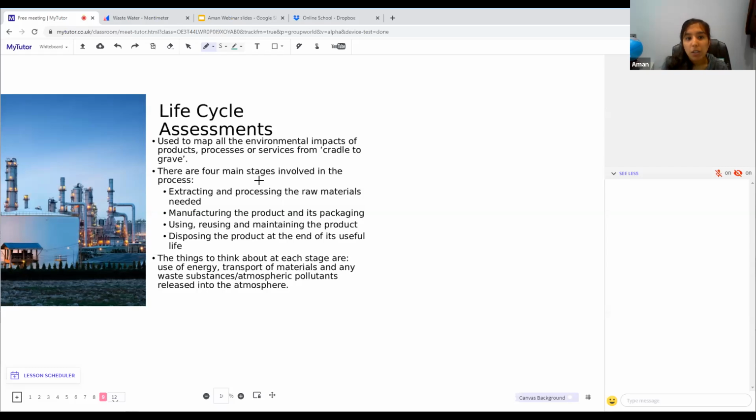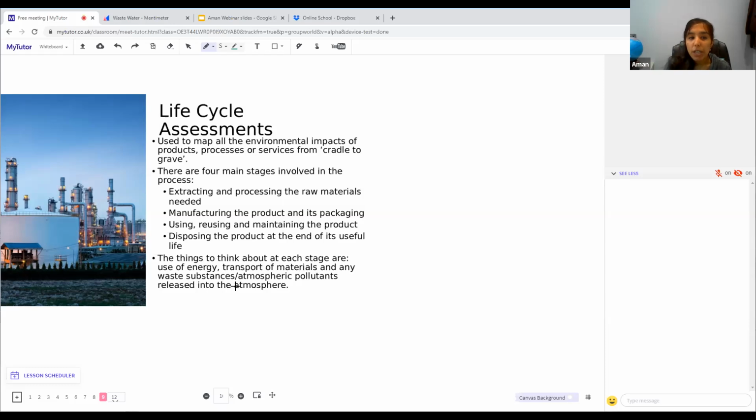But the first thing that's really important to understand are these four main processes. So the extraction, manufacturing, using, and then disposing of a product. And then what you want to think about at each stage with regard to its environmental impacts are the use of energy, the transport of materials, and any waste substances that are released into the atmosphere.